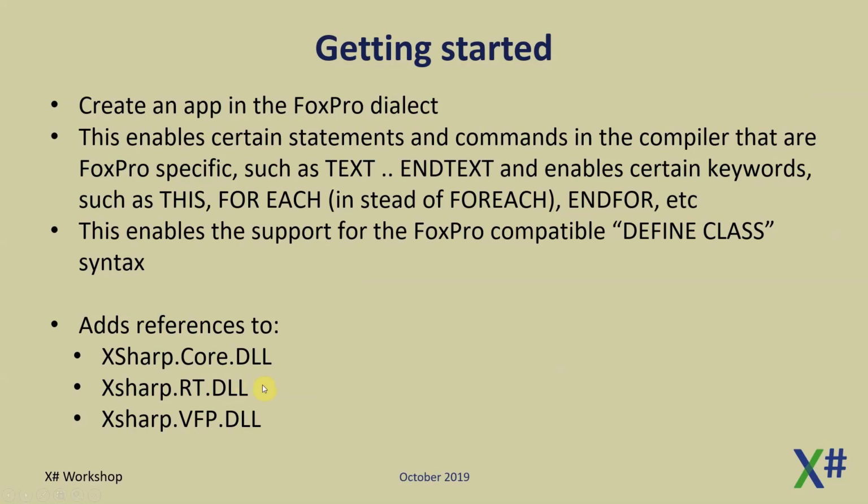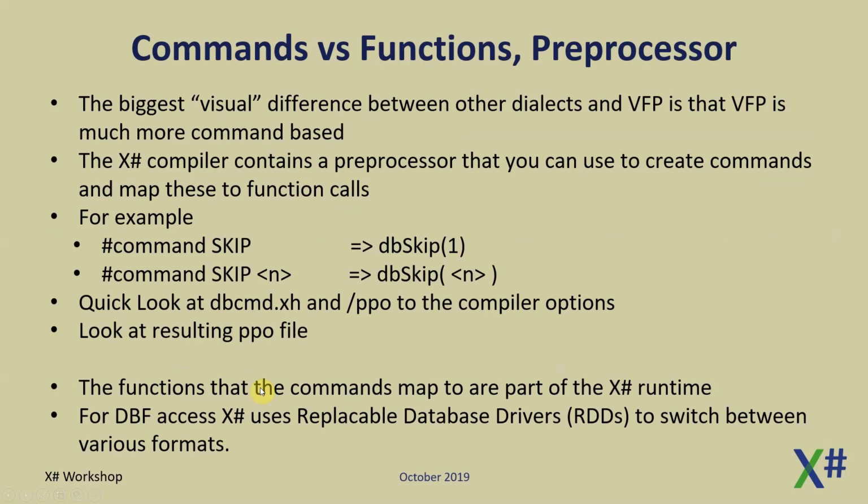So you see it has references to X# Core, RT, and Visual FoxPro. Commands to functions, I've shown. So we translate commands to functions. So skip gets translated to dbskip, and skip n gets translated to dbskip n. And in the other one, the first one, we just put in 1 as a default number.